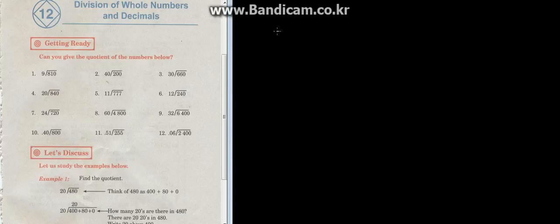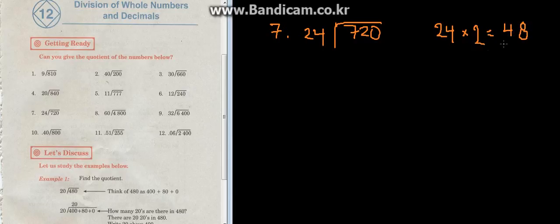Okay. So let's practice another question. Maybe number 7. 720 divided by 24. Let's see, how many 24s can you put into 72? Let's do the multiplication. 24 times 2, that's 48. And 24 times 3, that's 72. So 3 goes in there. So 3 times 24, that was 72.